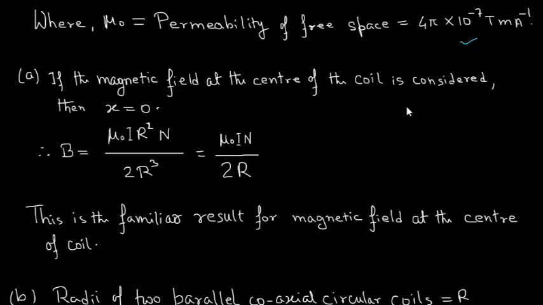Now A, if the magnetic field at the center of the coil is considered, then x is equal to 0. B is equal to mu naught I r square n upon 2 r cube, which is equal to mu naught I n upon 2 r. This is the familiar result for magnetic field at the center of the coil.